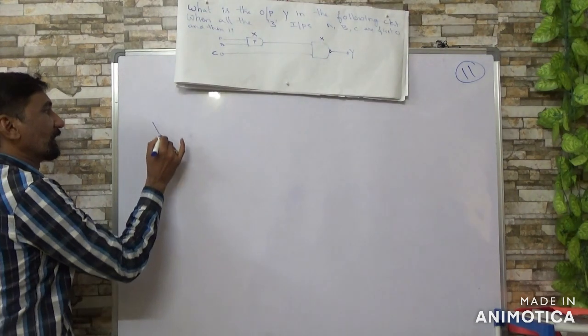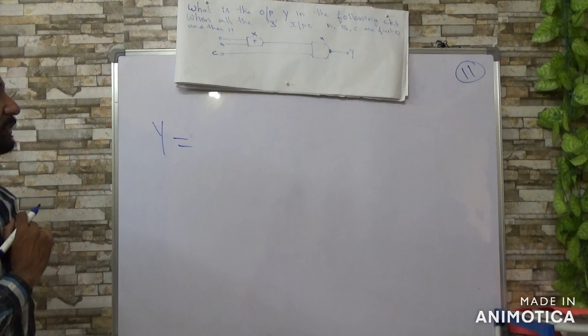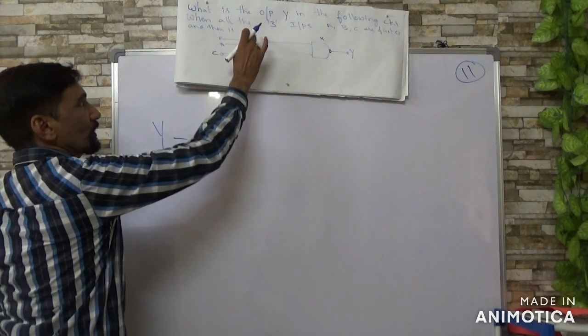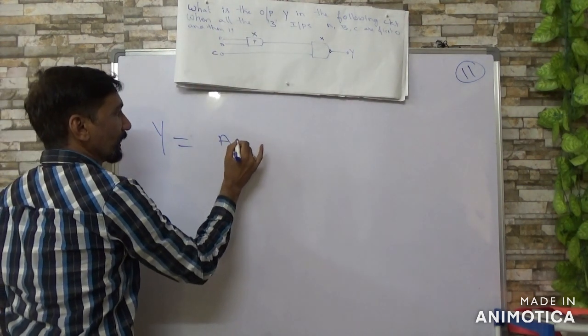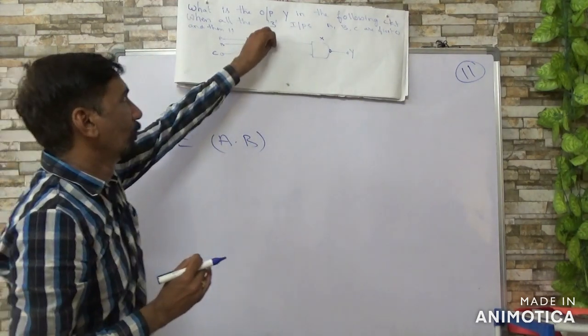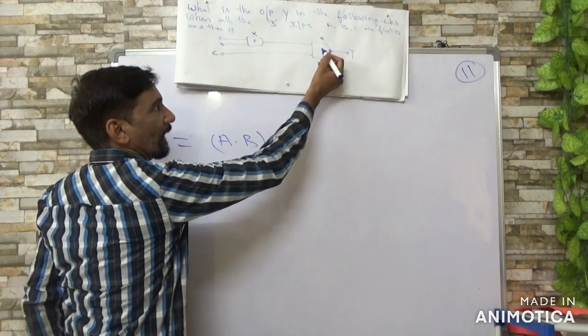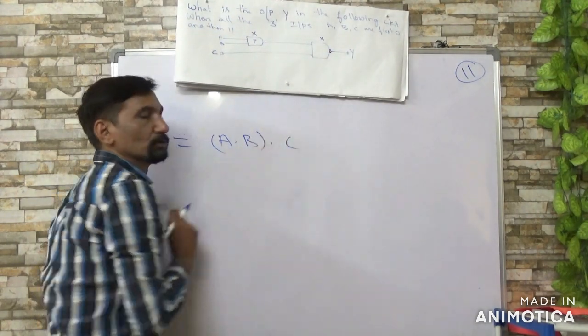So first you have to write the output Y equal to. First these two: A into B. Okay. So this is one output. And another one is C. It is an AND gate, so multiply.